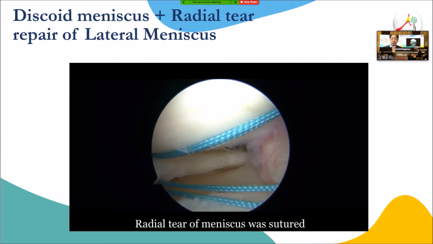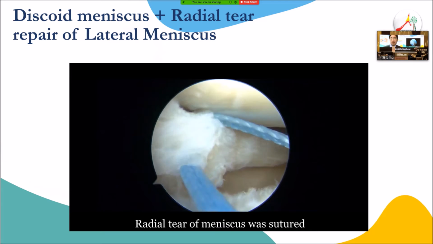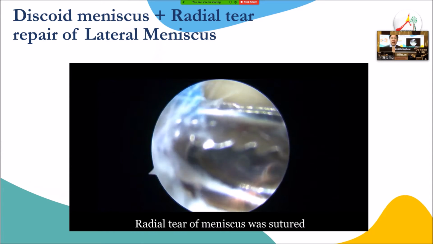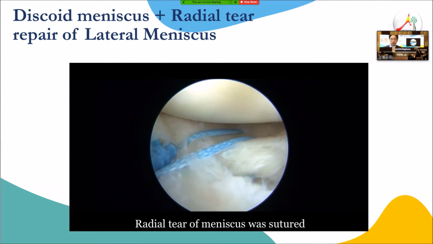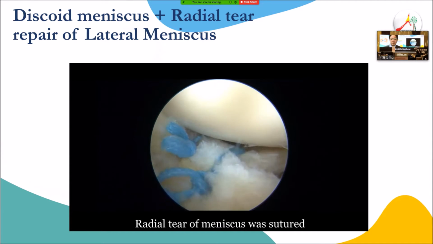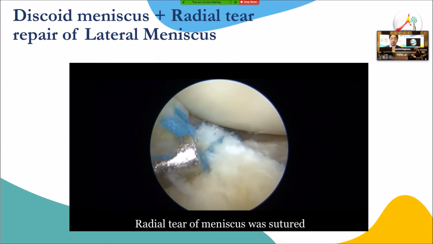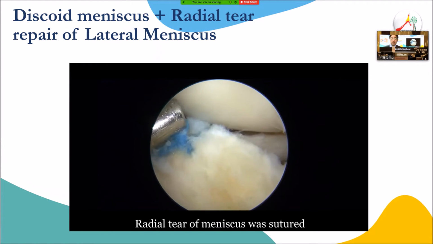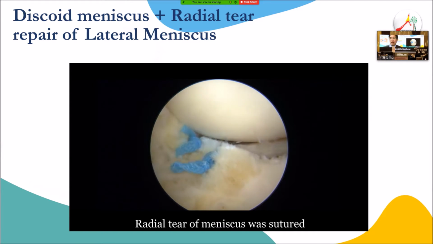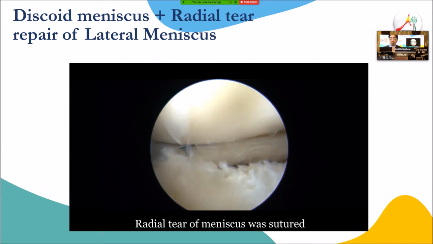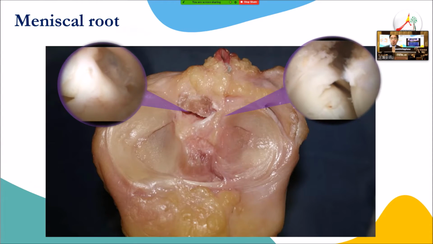But the key step is you need to make a very big bite because this kind of tear, the radial tear, can easily cut through the tissue. Okay, so make a big bite. Okay, like that. Then you can restore the radial repair. So this is a simple step. In case the patient came to see you very early, you can do it this way, and the chance of healing is pretty good, right? This is the way to do the meniscus radial tear.